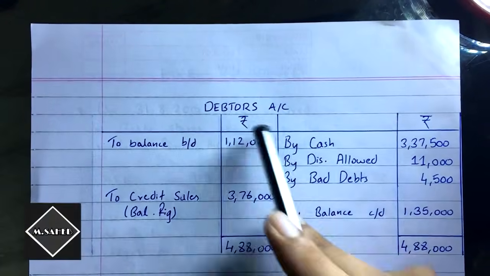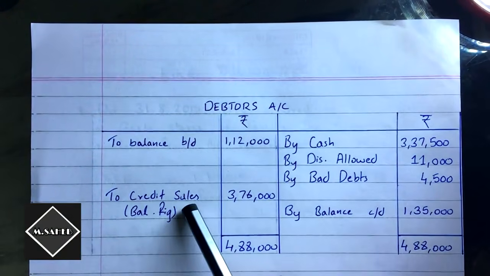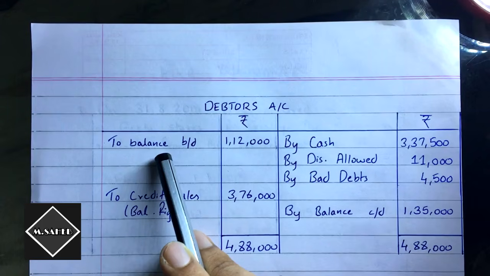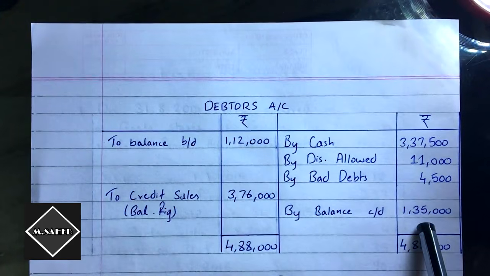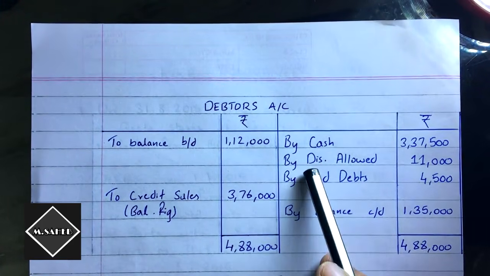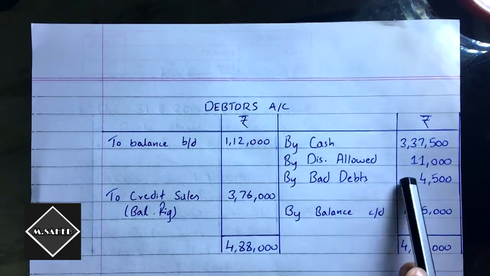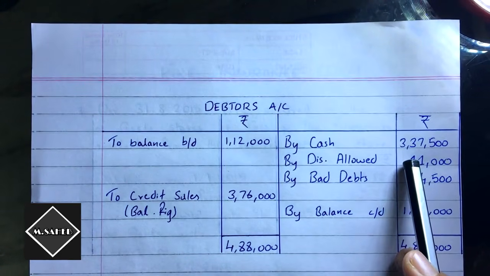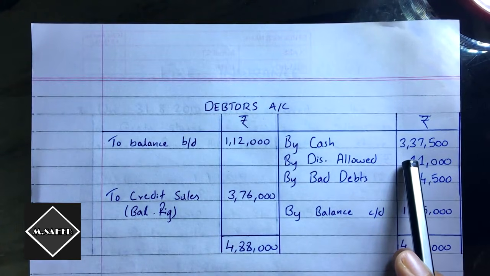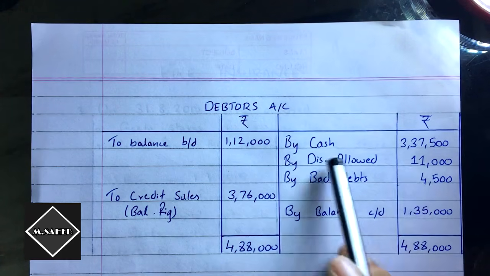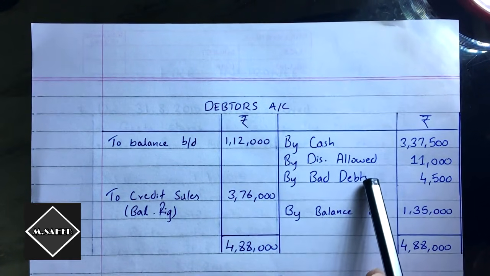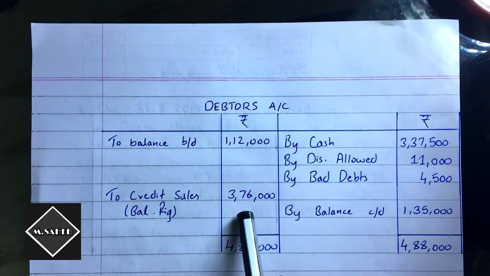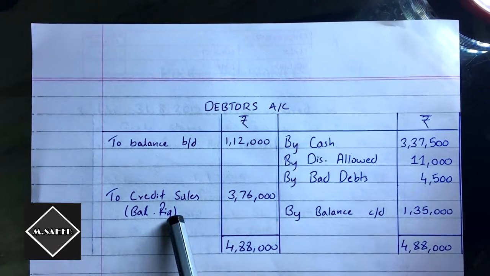At first we prepared the debtors account to find out the sales. First we took the opening balance of debtors on the debit side and the closing on the credit side. Then the items like cash receipt from debtors, discount allowed, bad debt, we took them on the credit side of debtors account. If there are items like sales returns, bills receivable, allowance, etc., all those items will also come on the credit side of debtors account. Then we balanced this account and found the balancing figure as 3,76,000, which was the sales. Easy, right?